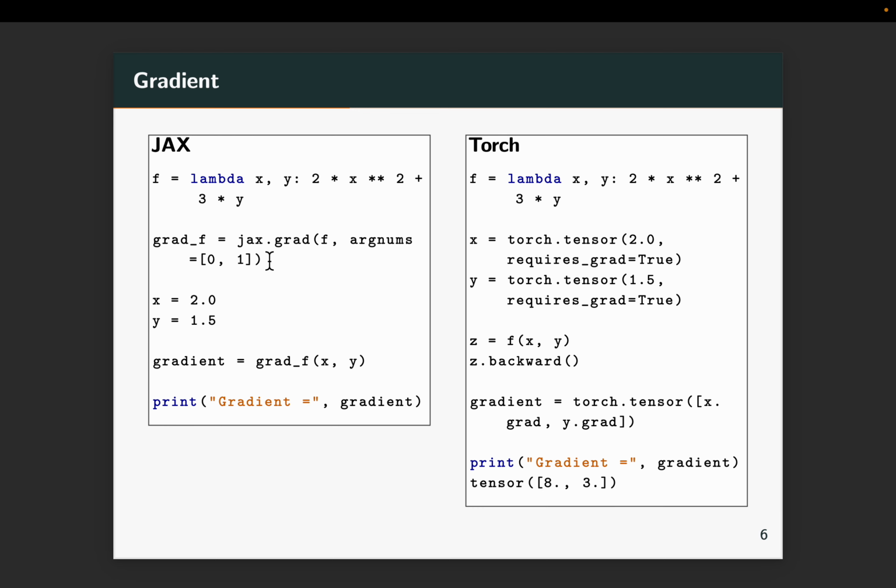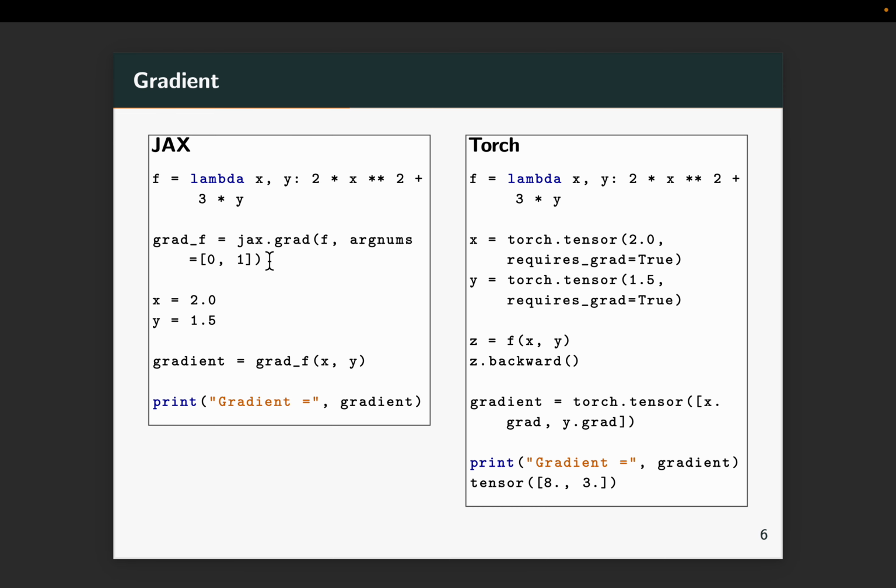In torch also I am doing the same thing, but this particular implementation of torch that I am doing is slightly inefficient, right. So I am computing x dot grad, y dot grad, and I am then putting them in a torch dot tensor object. Right. So I compute z dot backward, which gives me the gradient with respect to x and y, and then I manually construct the gradient tensor. Right. Could we do something better? Lesser lines of code. What might you do?